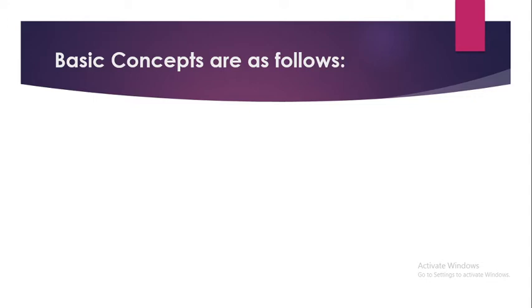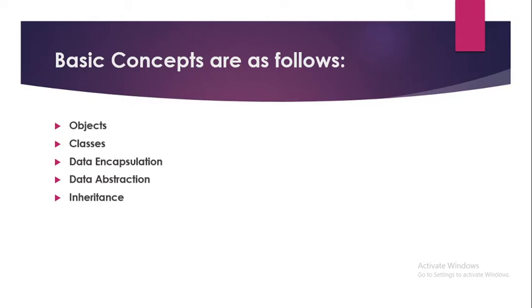So just look at the basic concepts of object-oriented programming, which are as follows: objects, classes, data encapsulation, data abstraction, inheritance, polymorphism, dynamic binding, message passing, which is also called message communication. All these concepts we will see one by one.